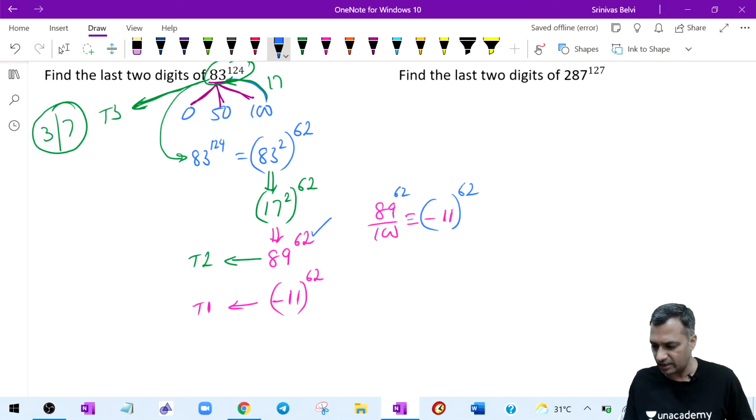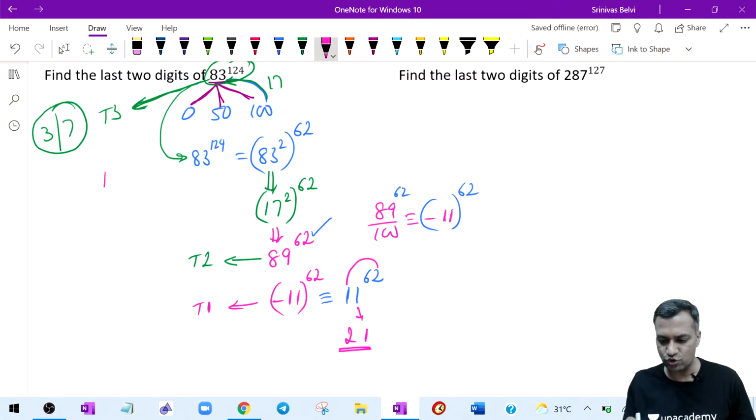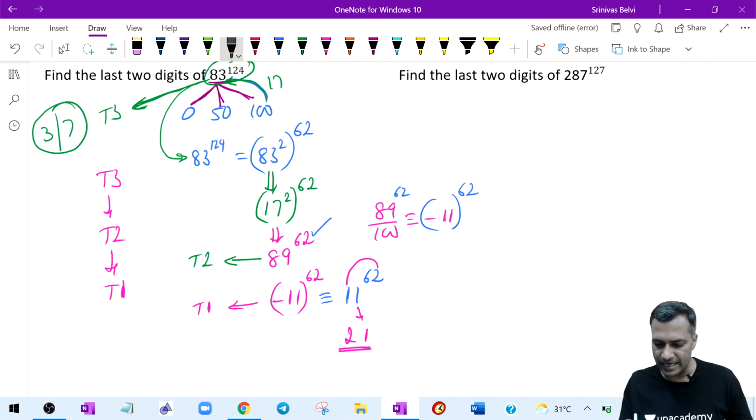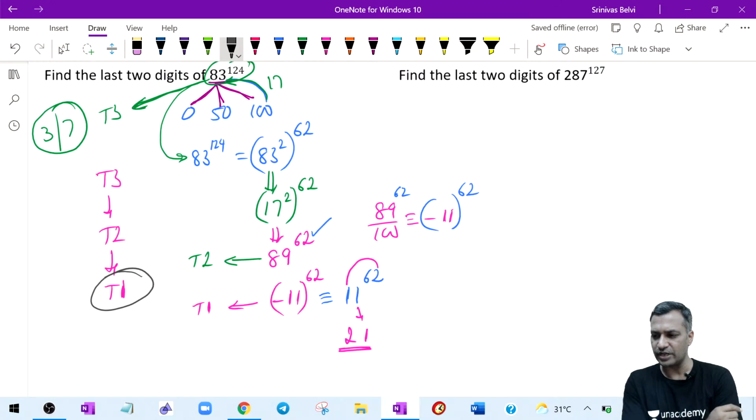So not at this stage. What is this? This is the same as 11 raised to power 62, which has become a type 1 problem. My answer: 2 ones are 2, and this 1 is copied as it is, therefore the last two digits are 21. Did you understand how we are looking at type 3 to type 1, type 2 to type 1? Technically, we are trying to bring every problem to type 1. Did you realize this?